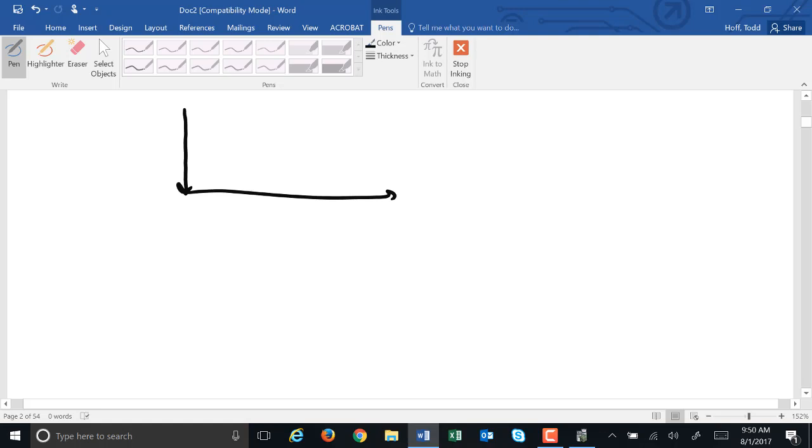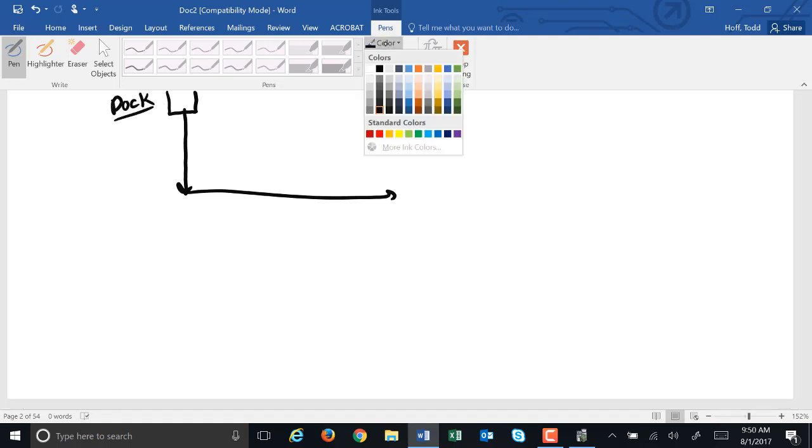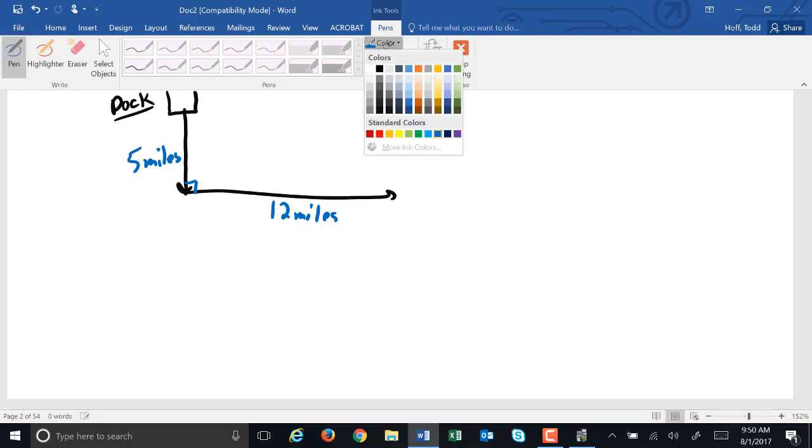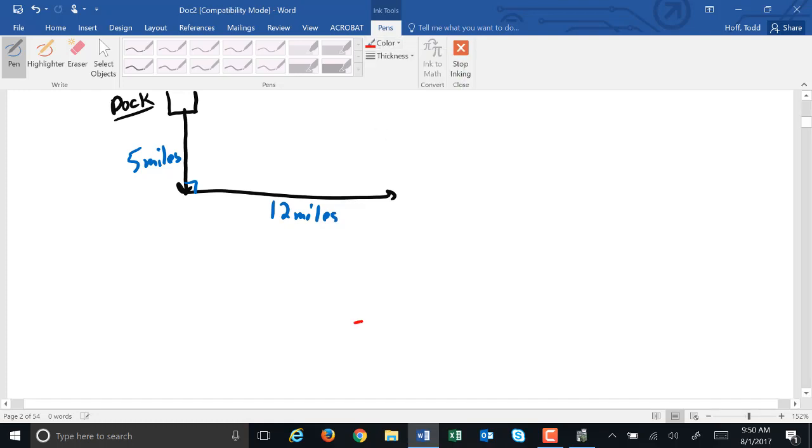Well, in reality, let's say we did that. We take off from a dock on the ocean, and we go 5 miles due south, and then we turn and we go 12 miles due east. Those distances are small enough, and if we're on the ocean, we're not at the North Pole, that we're not going to have to worry about the curvature of the Earth, that we can consider it to be a flat piece of paper. How far are we going to be away from the dock?